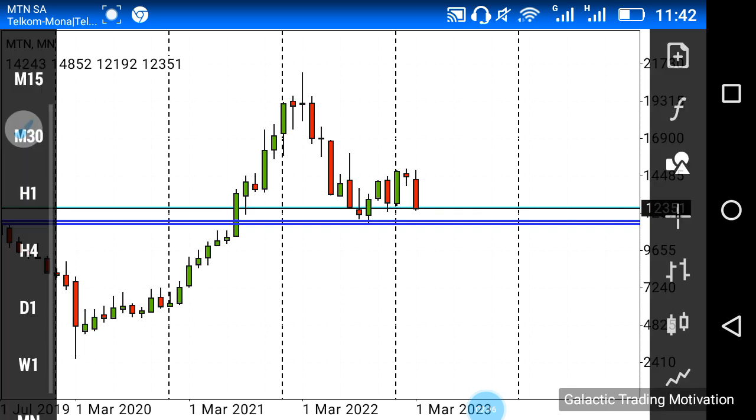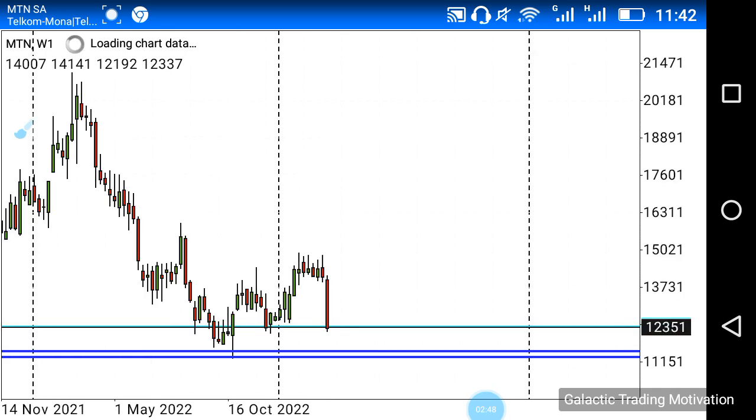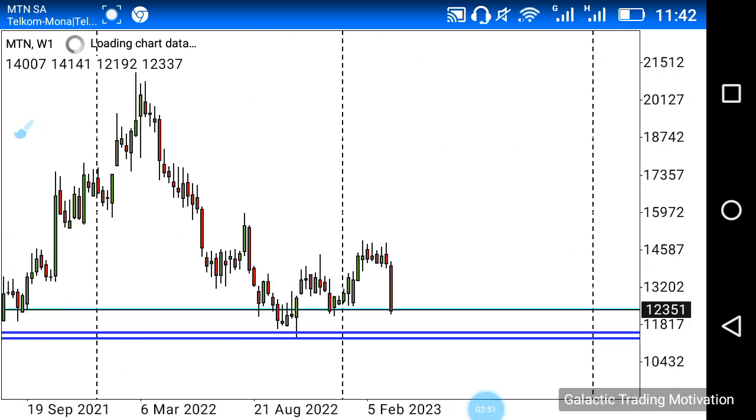What I will do now is head down to the weekly chart. Just bear with me, guys. And here we are on the weekly chart. What do we see on the weekly chart?